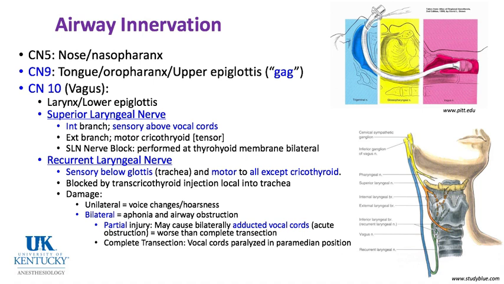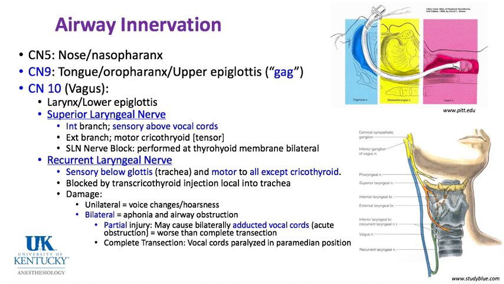such that if someone had a very hyperactive gag reflex, cranial nerve number 9 would be the one that you would want to make sure that you adequately anesthetize, either topically or possibly and rarely with a nerve block of the glossopharyngeal nerve at the base of the tongue next to the tonsillar pillars.